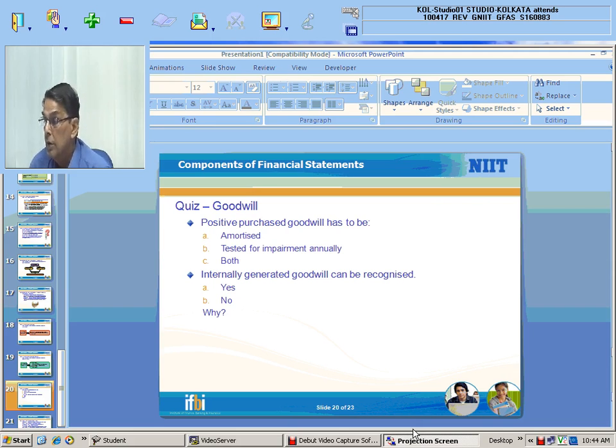Second question. And why? Yeah, the answer is no. Why? Shivam Jindal, you have given the right answer. But why? Because its cost cannot be reliably measured.